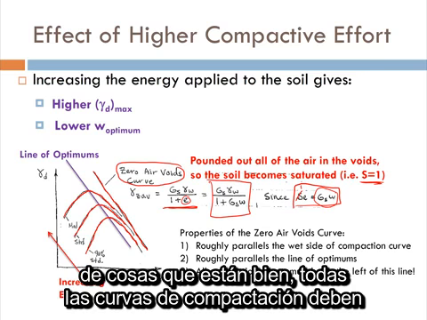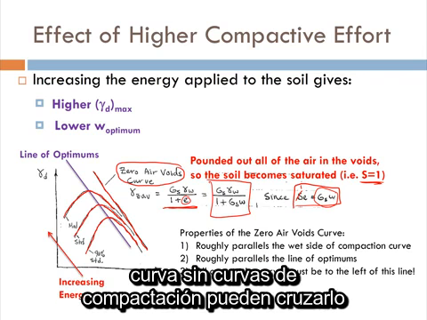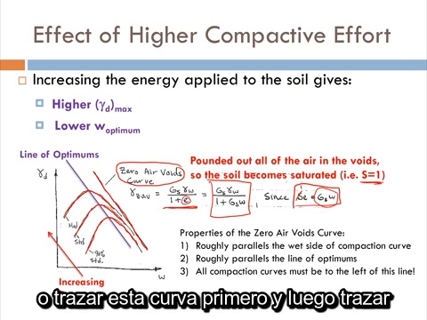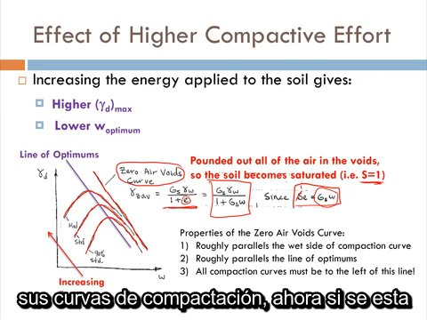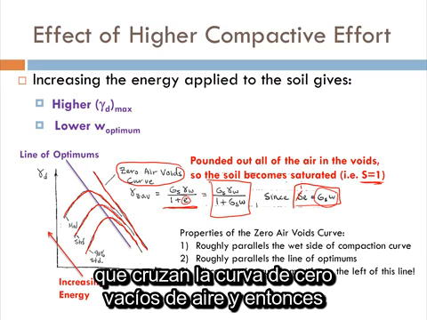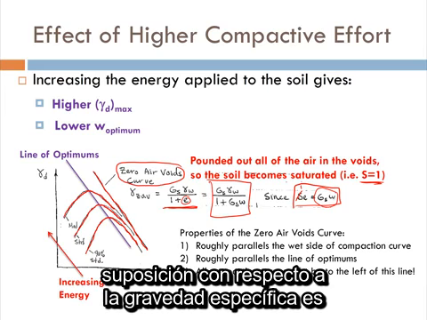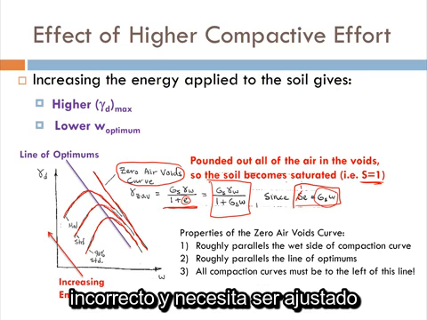We know a couple things, okay? All compaction curves must be to the left of the zero air voids curve. No compaction curves can cross it. And so it's really good practice to draw or plot this curve first and then plot your compaction curves. Now, if during testing you have any compaction curves that cross the zero air voids curve, then that's telling you that you either did your calculation wrong or your assumption regarding specific gravity is incorrect and it needs to be adjusted.